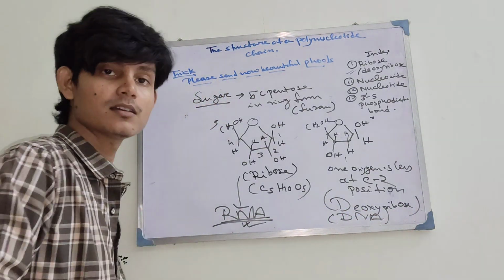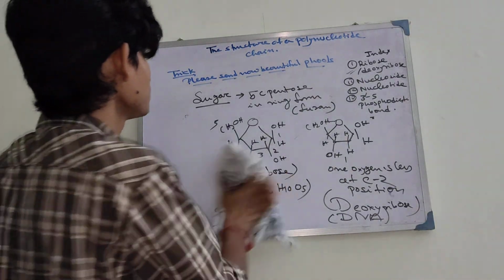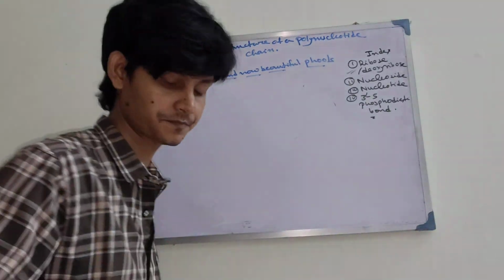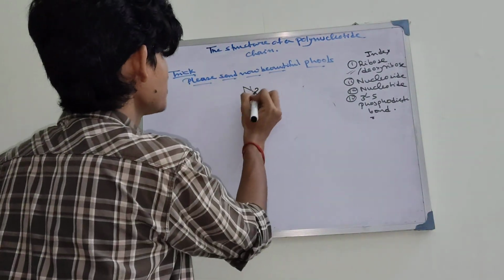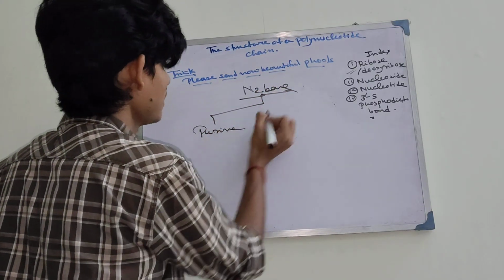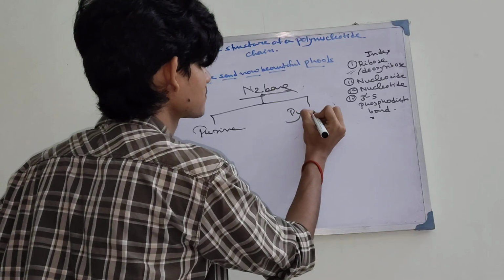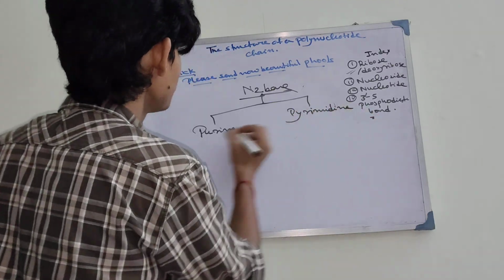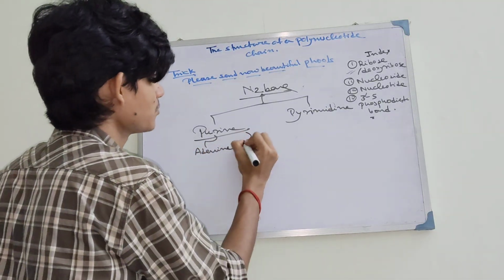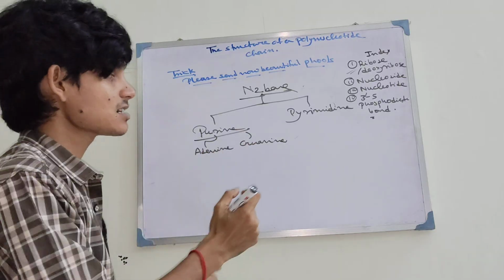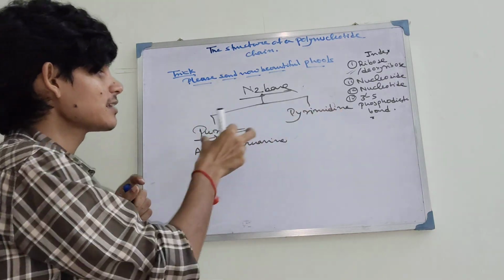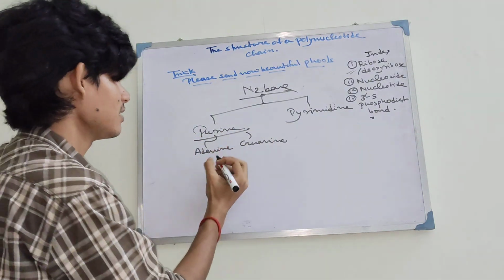Okay, clear about ribose. Now we will go to the nitrogen base. Nitrogen bases are of 2 types. One is purine and another one is pyrimidine. Purines can be of 2 types. One is adenine, another one is guanine. The feature of purine is that the word is smaller than pyrimidine, but the structure is larger than pyrimidine.